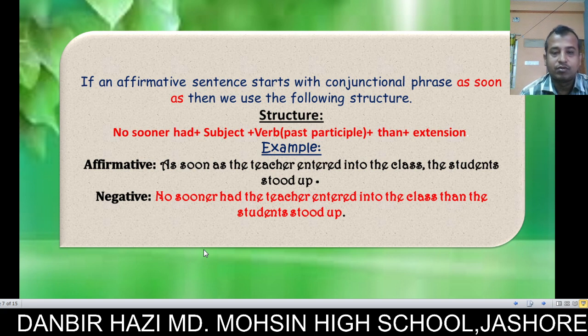Affirmative: as soon as the teacher entered into the class, the students stood up. So we are writing no sooner had in the place of as soon as and making the verb past participle, and adding than in the place of the comma. No sooner had the teacher entered into the class than the students stood up.